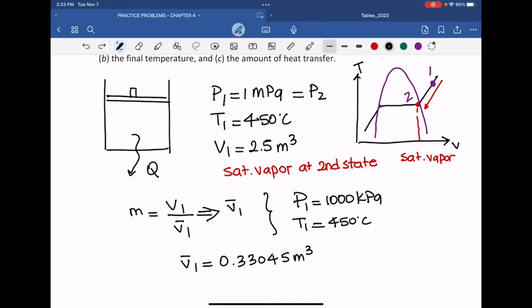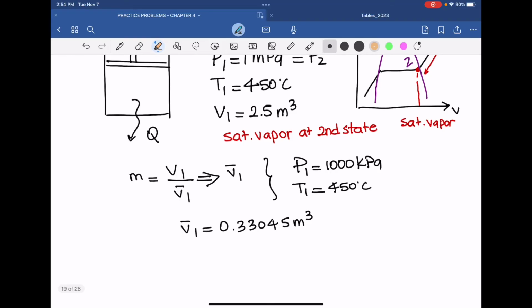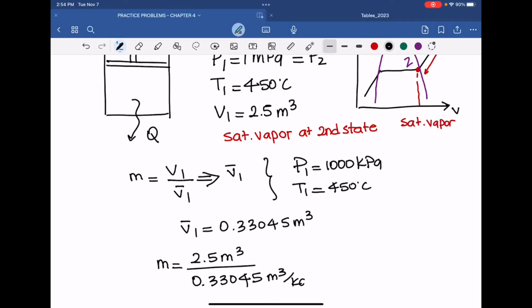Okay, let's do that later. And after that, this is the first part, right? They were asking for TV diagram. We need to find the mass of the steam first, or the mass of our system in this piston cylinder device. And if you do that correctly, it should give you this. And this is the first part.